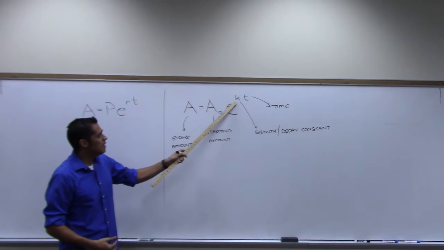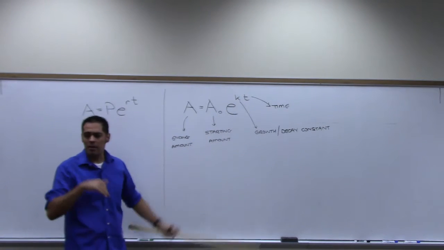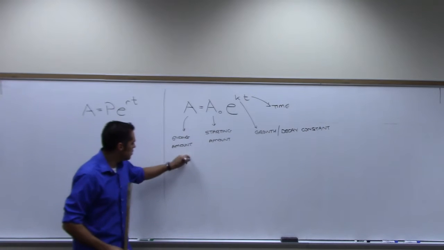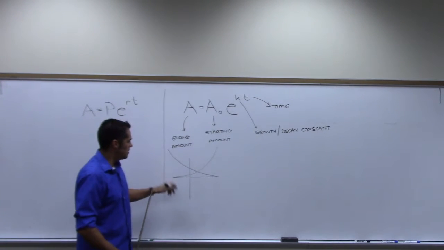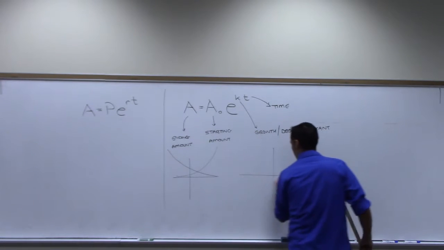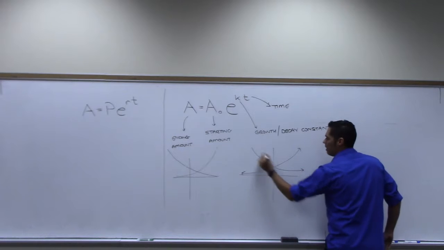See that K right here, if it's a positive number, you're going to have growth. And if it's a negative number, you're going to have decay. And this goes back to the pictures that we had of exponential functions. Oh, I totally messed that up. Our exponential functions, that was growth, and that was decay, right?